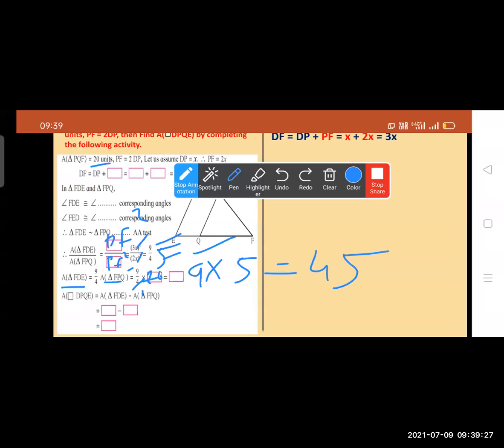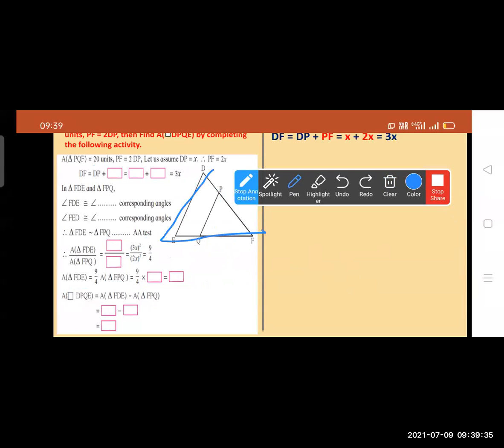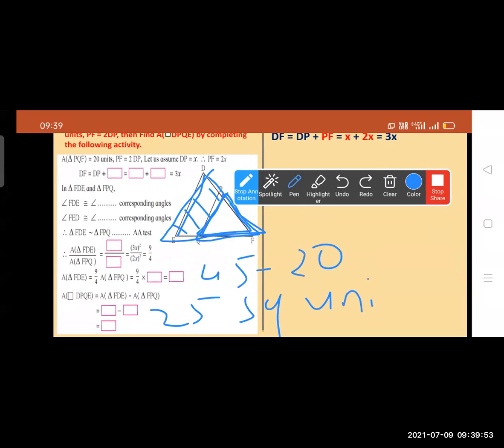Okay, clear? But in the question they ask the area of the quadrilateral. So how will we find the area of the quadrilateral? First we take the larger triangle area, then we subtract the smaller one, and we get the area of the quadrilateral. So how much did we get for the larger one? 45, and the smaller one is given as 20, minus, so we get 25 square units. Okay, now clear Priyanshu?